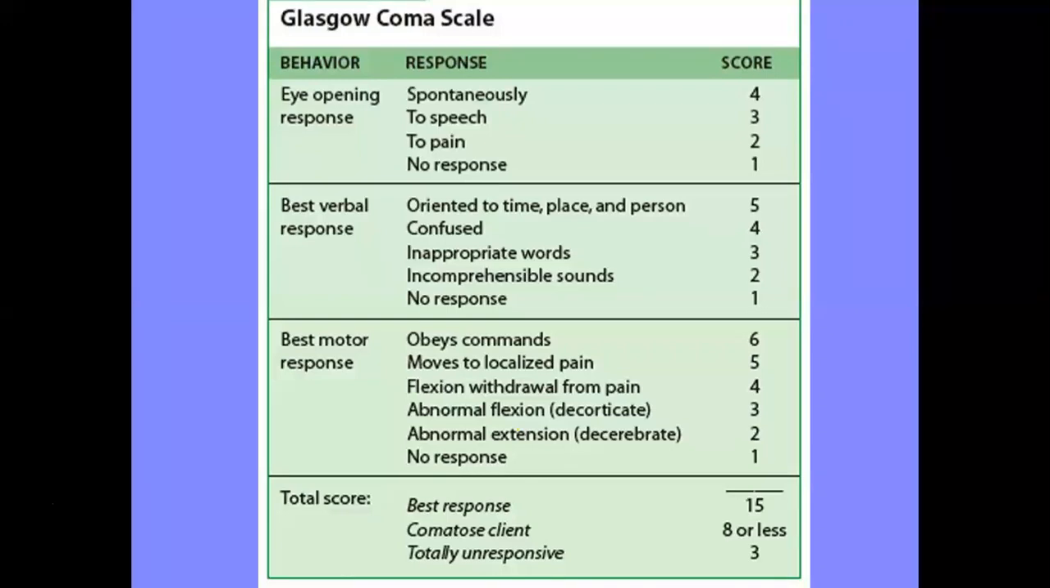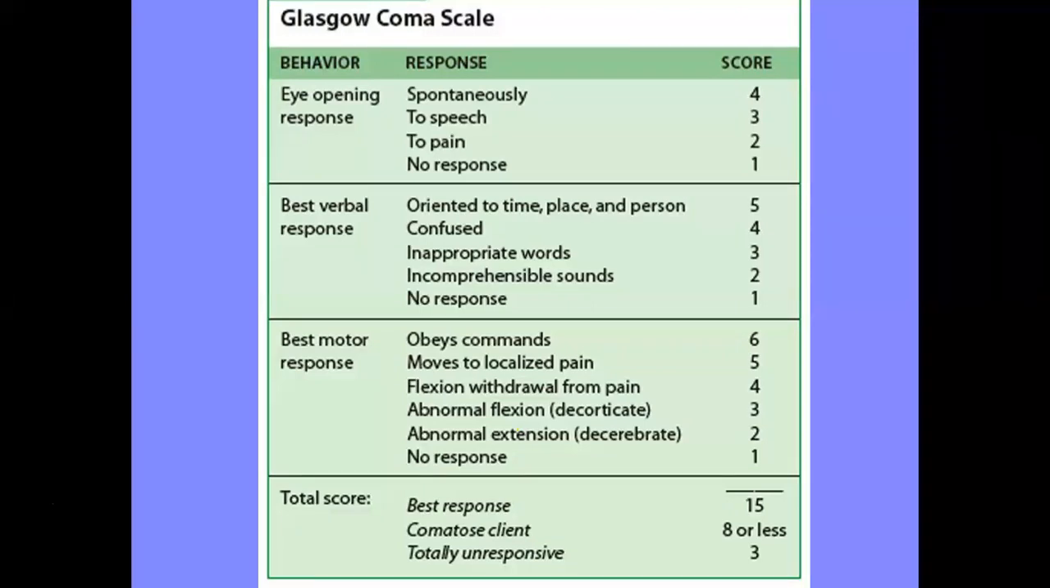If the patient can localize the pain and try to push away the pain stimulus, the motor score is 5. If the patient raises his arm but is not able to bring his arm above the shoulder or localize the pain, then he gets a score of 4. And 6 is when the patient can obey commands.